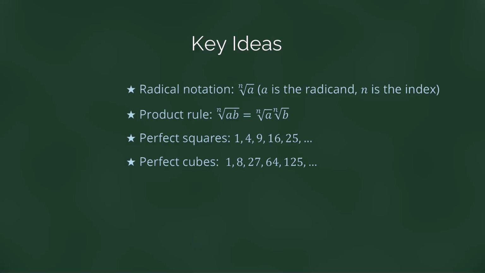A really important idea is going to be the idea of perfect squares and perfect cubes. There's perfect powers for things higher than squares and cubes, but those are the ones we're probably going to see the most often. So you're going to want to commit to memory the perfect squares, which are 1, which is 1 squared, 4, which is 2 squared, 9, which is 3 squared, and so on and so forth. And then the perfect cubes, 1 is 1 cubed, 8 is 2 cubed, 27 is 3 cubed, and so on and so forth.